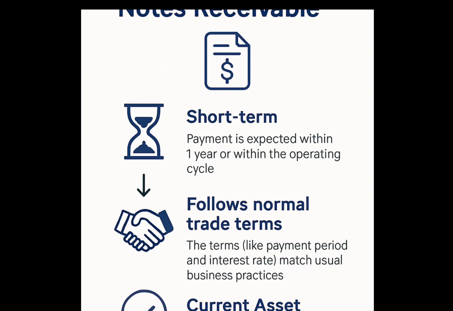To be classified as a current asset, the note must be short-term: payment is expected within 1 year or within the operating cycle. It also follows normal trade terms. The terms, like payment period and interest rate, match usual business practices. If both conditions are met, the note is classified as a current asset.